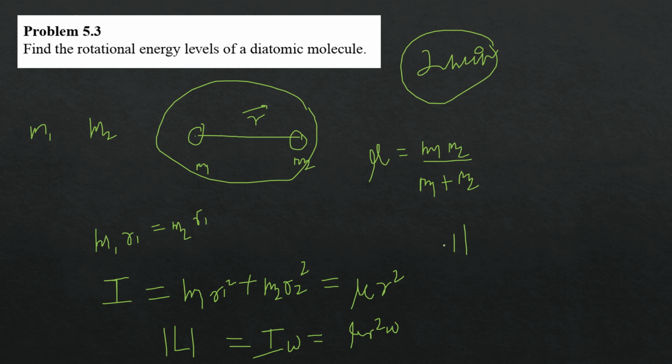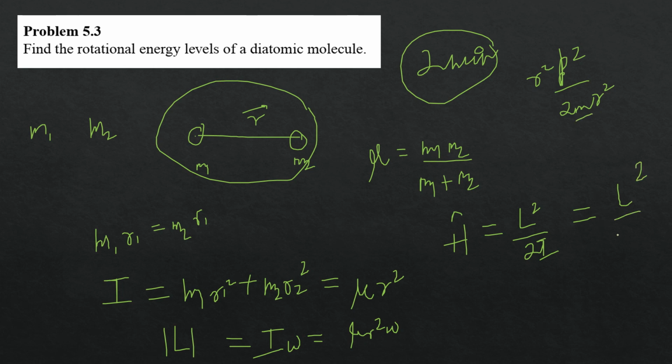Now we can write the Hamiltonian as L square by 2I. We saw in the previous question how to derive the Hamiltonian as L square by 2I: start from P square by 2m, multiply R square on both numerator and denominator, and from there RP is your L, so L square by 2I. Here I is mu r square, not m r square. There was one particle there; here there are two objects, a diatomic molecule. That's why 2 mu r square.